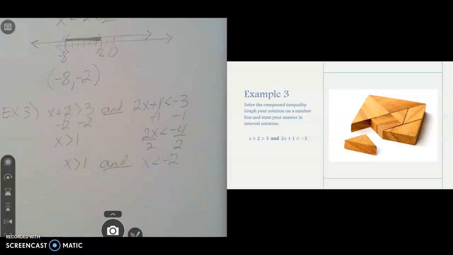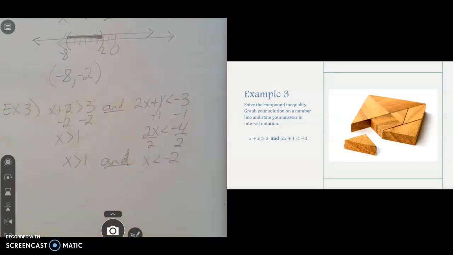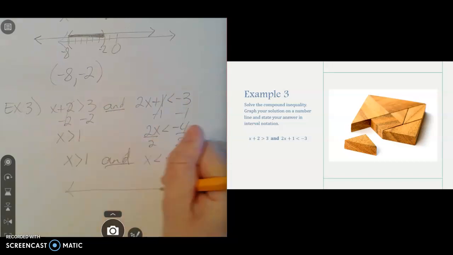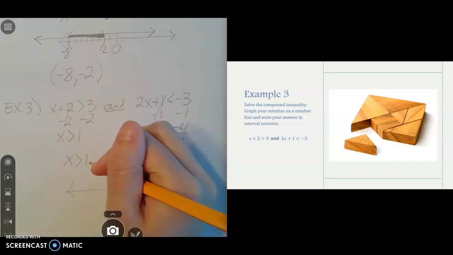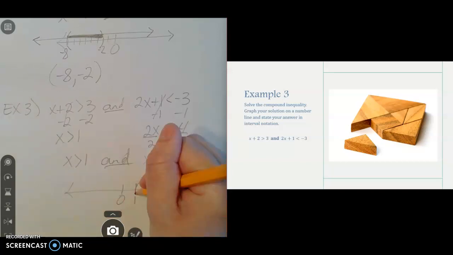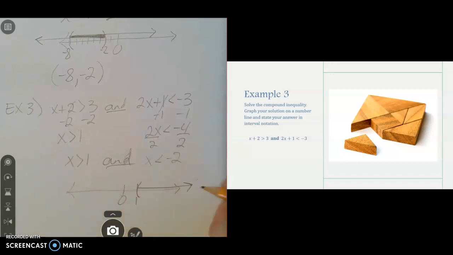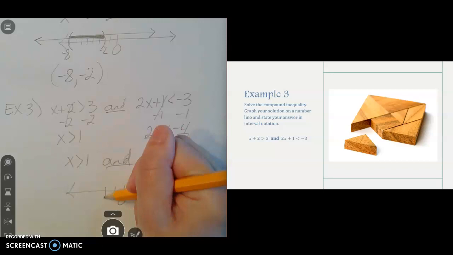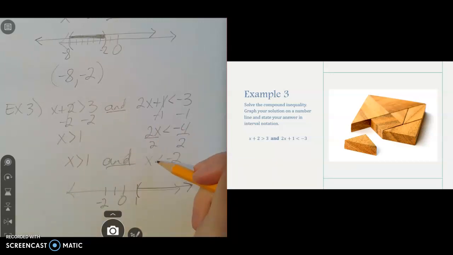If I graph both of those on the number line, let's see what they look like. So x is greater than 1. Here's 0, there's 1. I'll have a parenthesis at 1, and I'm going to go to the right for that graph. X is less than negative 2, so there's negative 1, and there's negative 2. X is less than negative 2 would have a parenthesis because it's just less than, and it's going to go to the left.